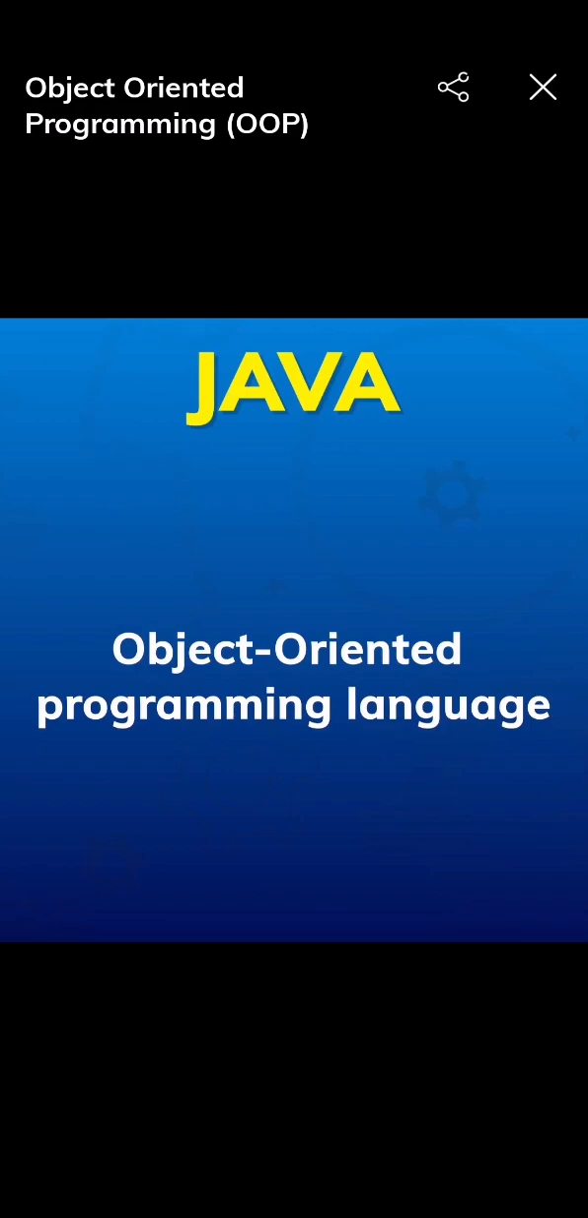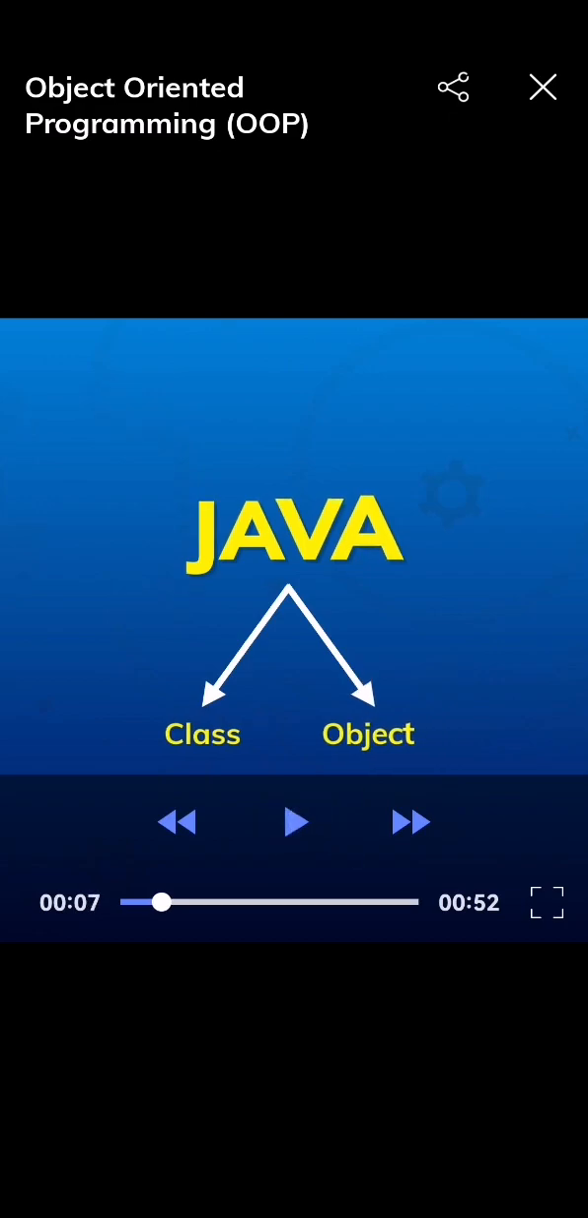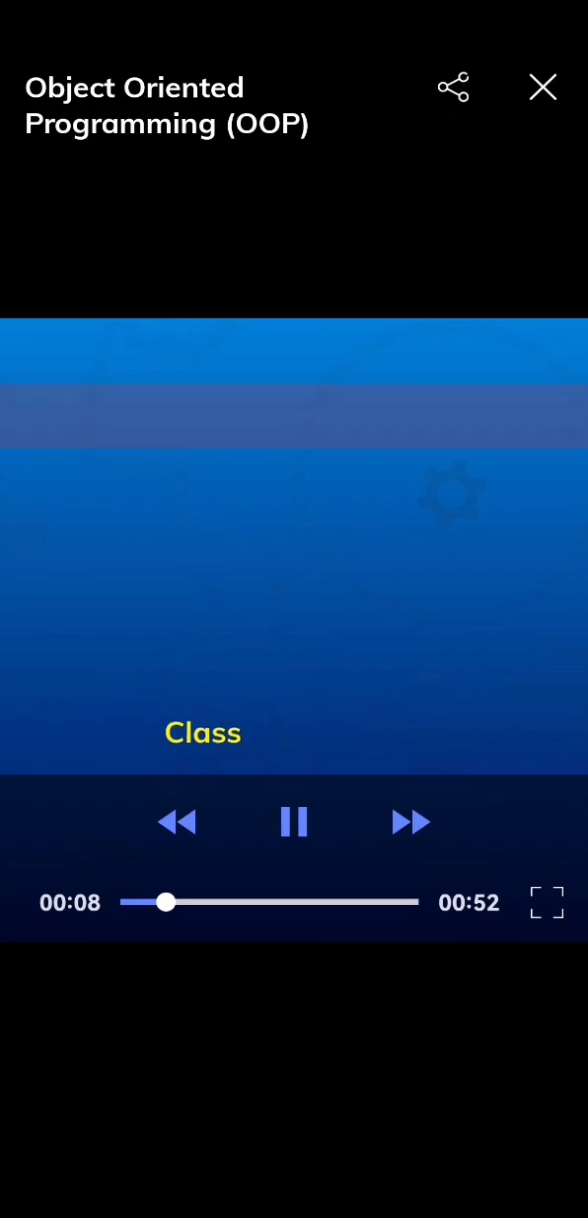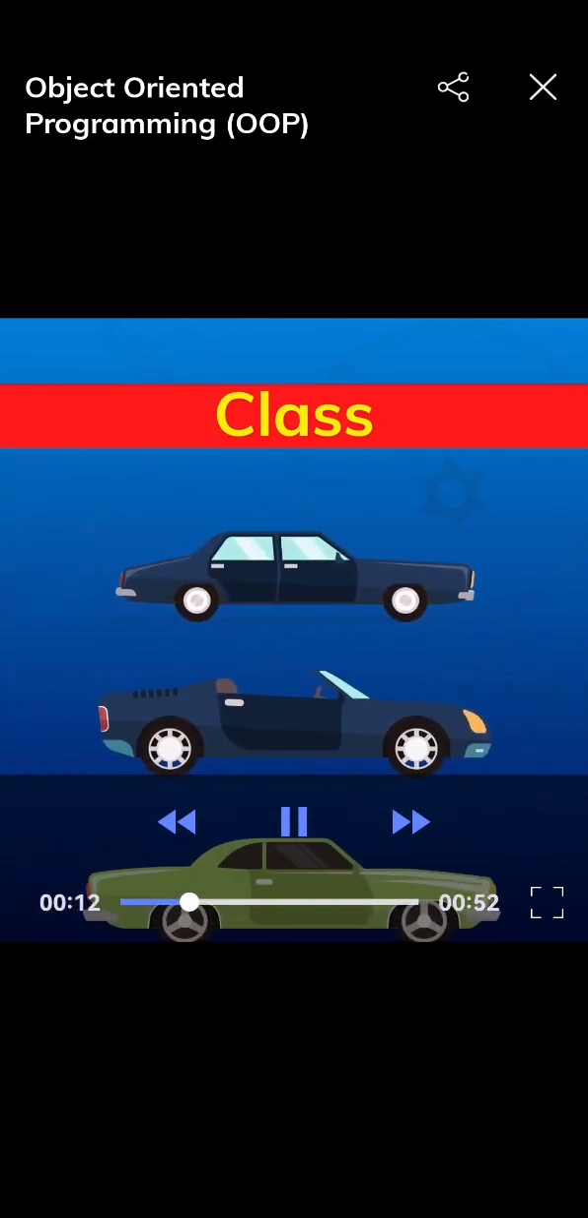Java is an object-oriented programming language. Object-oriented means Java supports classes and objects. A class is similar to a blueprint for creating objects. A class defines the aspects or attributes which have to be kept the same for all the objects.